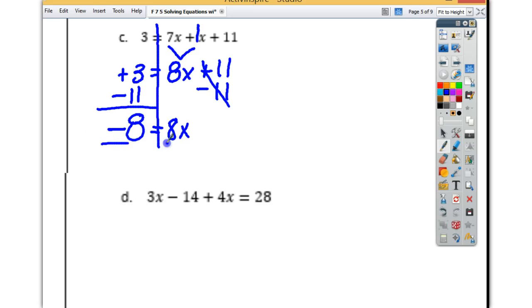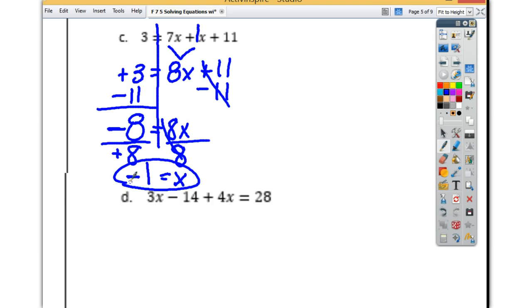Negative 8. Divide both sides by positive 8. And we have x equals a negative divided by a positive is a negative. 8 divided by 8 is not 0. It is what? So we get a negative 1.